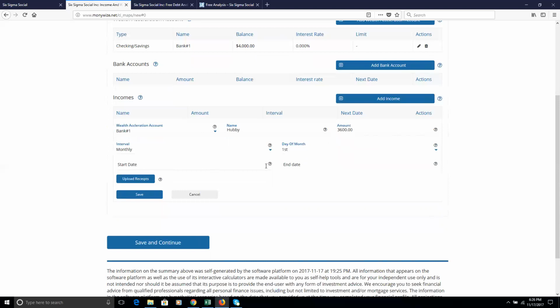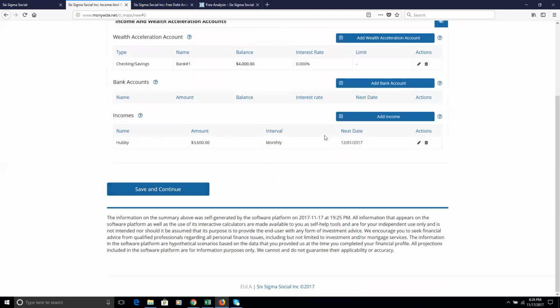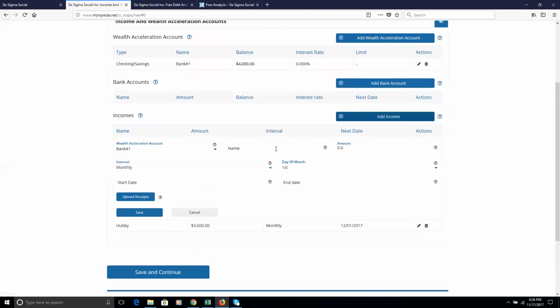I'm not going to give him a start date. And he expects to be there a long time, so I'm not going to give him an end date either. And we'll hit save to say he's there. I'm going to add another one in here. I'm going to put his good lady wife.